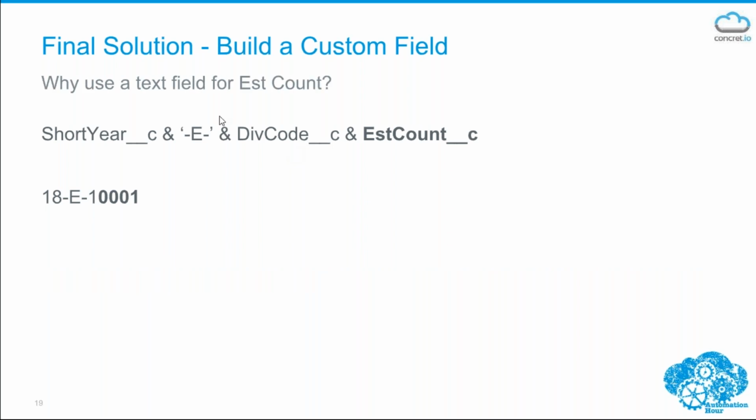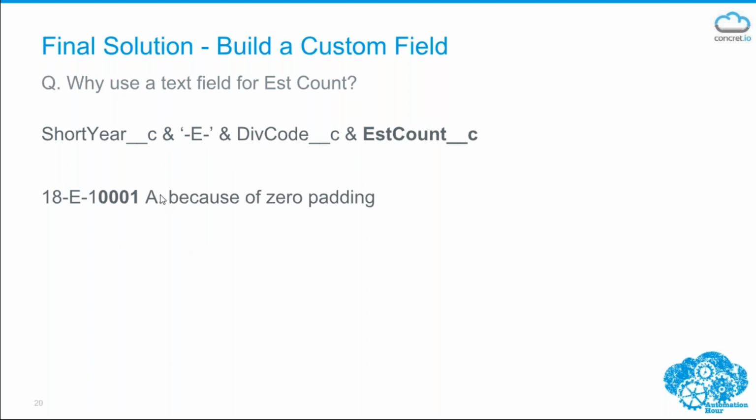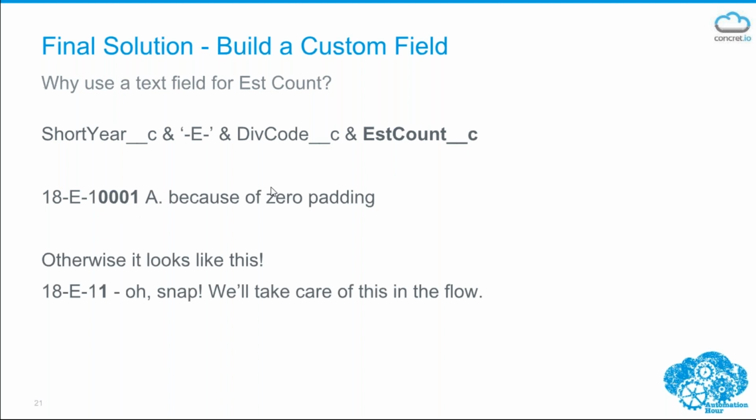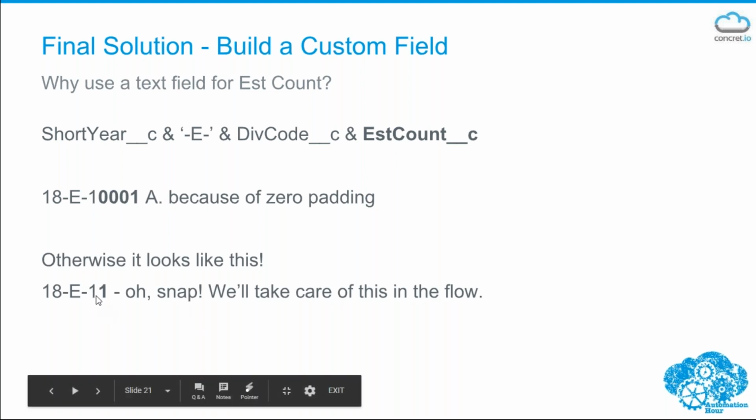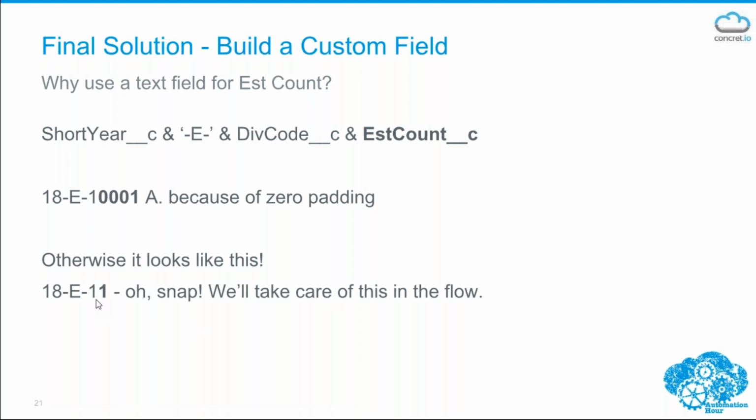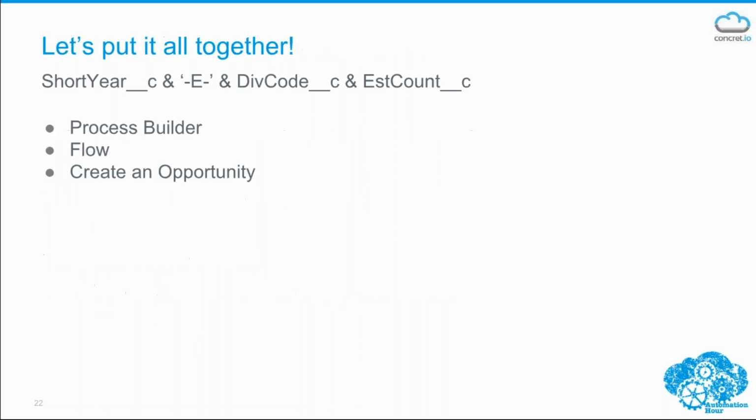So we use a text field for the estimate count, and you might wonder why, since we're just doing a count, why not just use a number field? Well, we did it that way because of zero padding. This was very important, because if we just use a number field, we get this. So that didn't work out, snap. So we'll take care of this in the flow, and I'll show you that in a while.